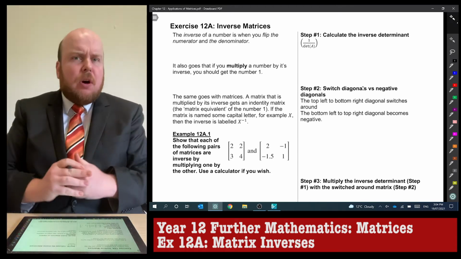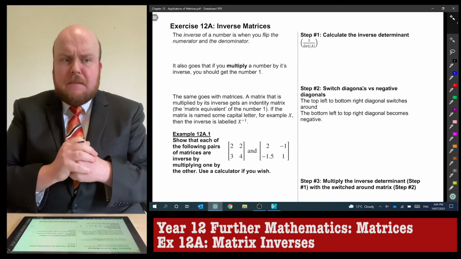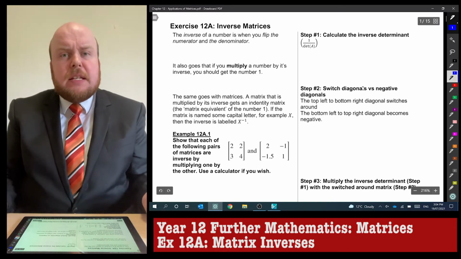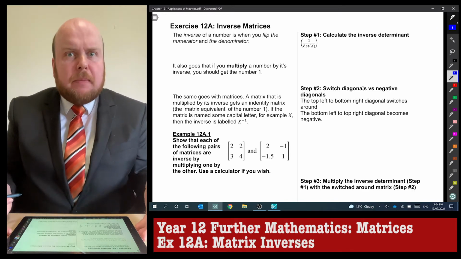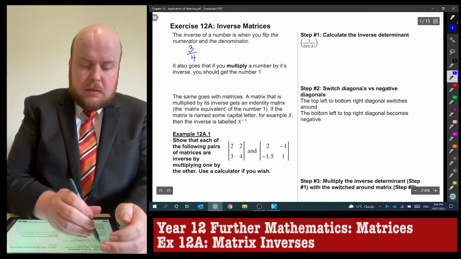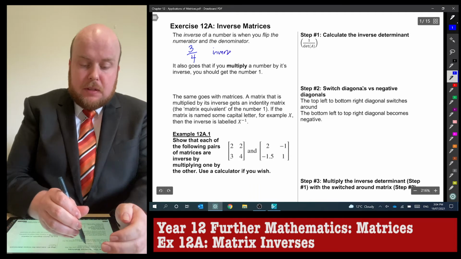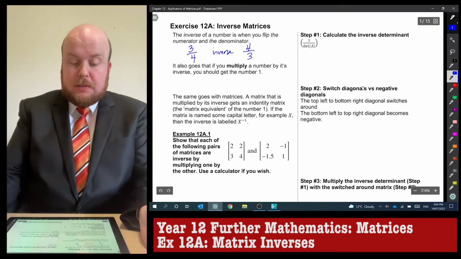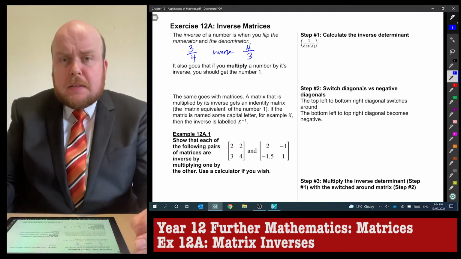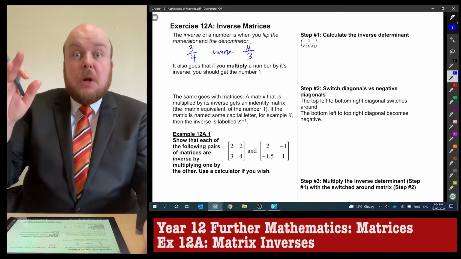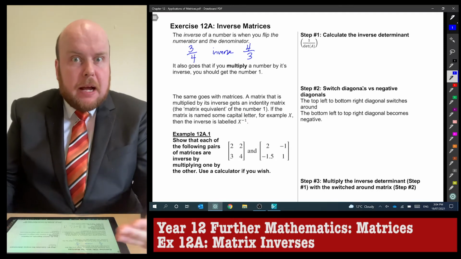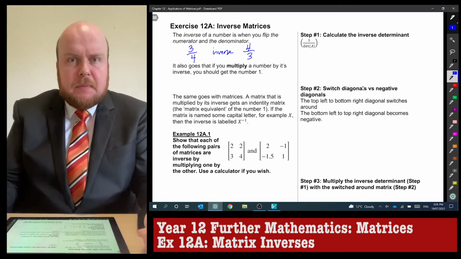Well, let's start with the concept of a thing called an inverse, and in particular an inverse of a number. If you've got an inverse of a number, that's the idea that if I flip the numerator and denominator around. So for example, if we've got 3/4, the inverse of this would be 4/3. Now, the idea here is that the inverse is a bit like saying if I did 1 over that number. That's the idea. 1 divided by that number. That will get me the inverse.